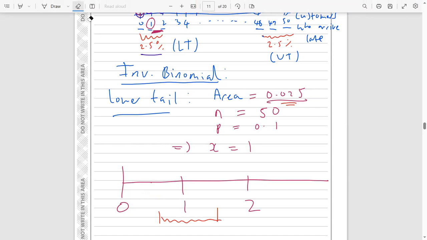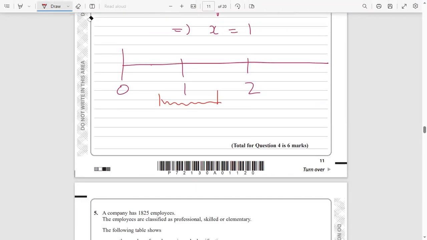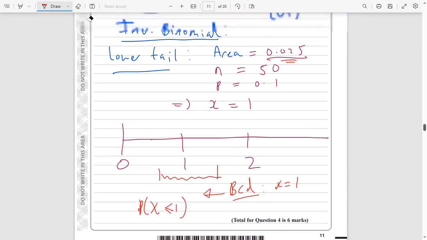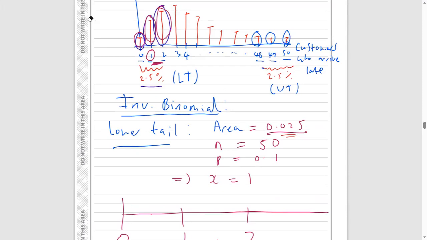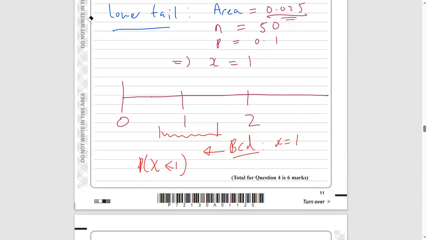So what we want to do now is go to our binomial CD. I'm running out of room now, unfortunately. We want our x value to be 1, because what we want to do is work out the probability that x is less than or equal to 1. If this probability is bigger than 0.025, then 1 is not in our critical region. But if it's a really tiny probability, less than the significance level, so less than 0.025, then we would reject the null hypothesis, so it would be in our critical region.